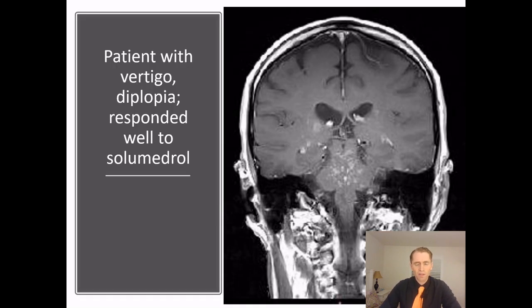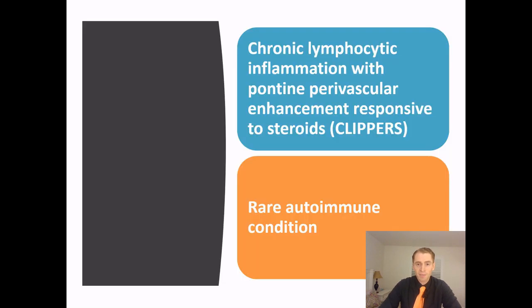This is a patient with vertigo, double vision, and on the MRI you can see these speckled enhancing lesions appearing, very unusual. However, this patient had complete resolution of all symptoms and MRI findings after being given high doses of steroids. The appearance of this MRI is very characteristic and in fact pathognomonic of this disease, which is CLIPPERS. This is chronic lymphocytic inflammation with pontine perivascular enhancement responsive to steroids, CLIPPERS.